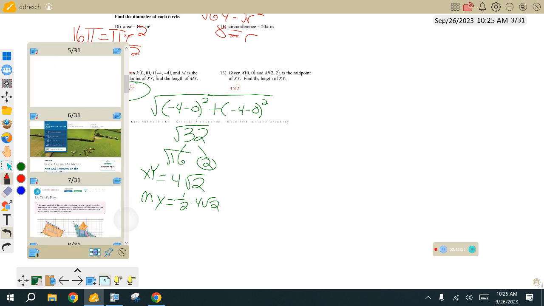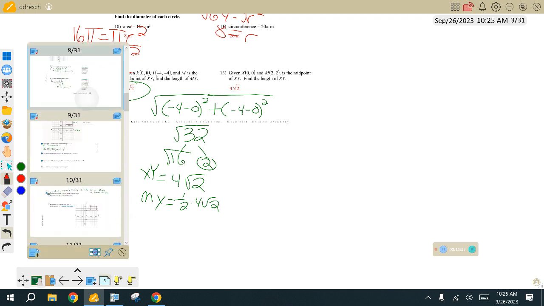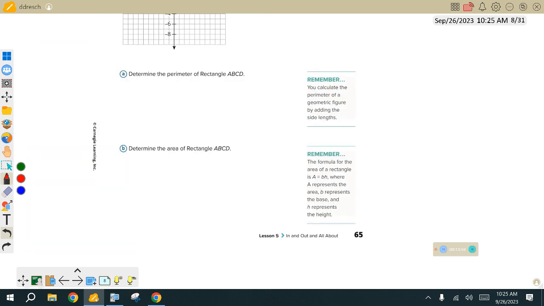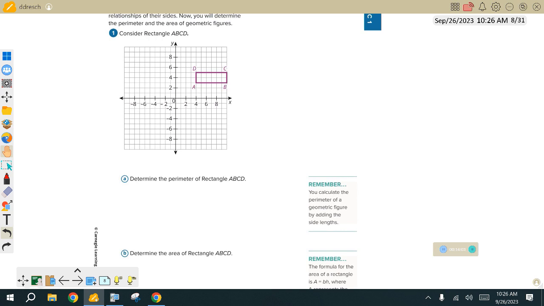All right, on 65, we are doing, as I said, the exact same thing. The only difference is we're going just one step further. We're going to find the area now of these quadrilaterals and triangles. We're going to continue to classify. But then after we classify this quadrilateral, we're going to find the area of that specific shape.